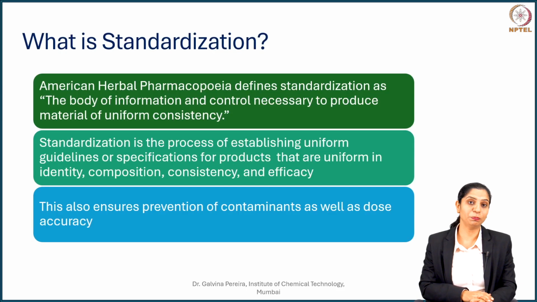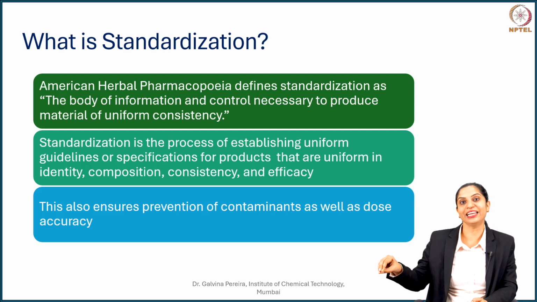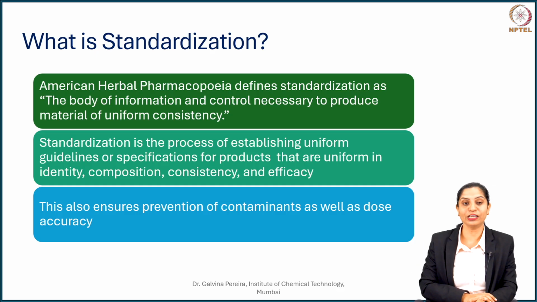In the herbal perspective, the American Herbal Pharmacopoeia defines standardization by a very meaningful sentence. It says it's a body of information and control that is necessary to ensure that you get a material of uniform consistency. So whatever information you need, whatever you need in terms of quality control, you should have it as standardization parameters. That will help you ensure that your tea, or your product, is always uniform.